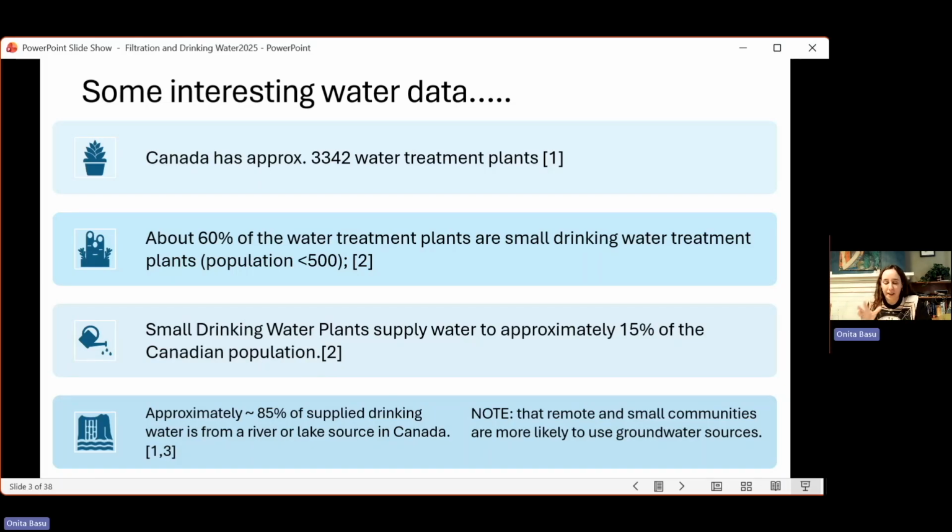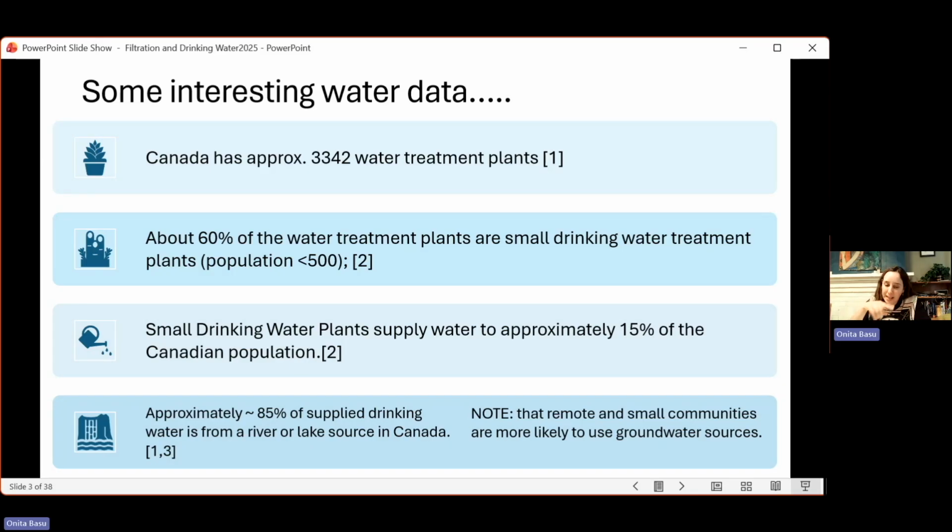I find that sometimes our design of small drinking water treatment plants is not as appreciated as it should be, because we only see it as a small number of people, but it's a huge number of actual plants, right? This comes down to the idea that I want us to understand filtration better, because filtration is one of the most common and key treatment aspects in a water treatment plant. So understanding any version of filtration is always going to be helpful.